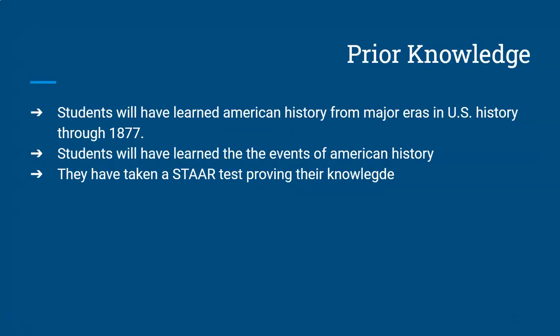So some prior knowledge that these kids should know before taking the course is that in 8th grade or junior high, they've taken a course of U.S. history all the way through 1877. So it's basically a two-part class. You go from the start of civilization in America all the way to 1877. And there is a STAAR test on the first one too, testing their knowledge of how much they know before they get into the class.